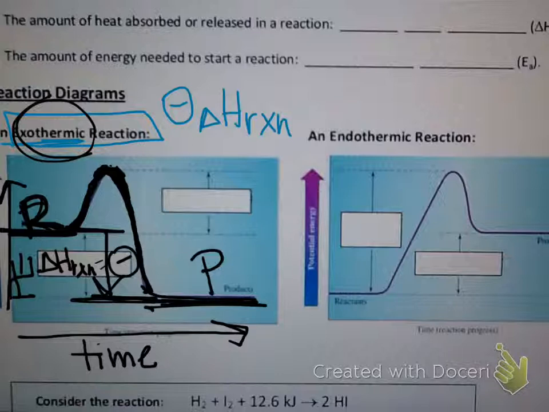Now, there's one other part of this curve I want you to know. When you take the energy of the reactants, so here, and you compare it to the highest energy point on the energy reaction curve, see how it goes up initially?